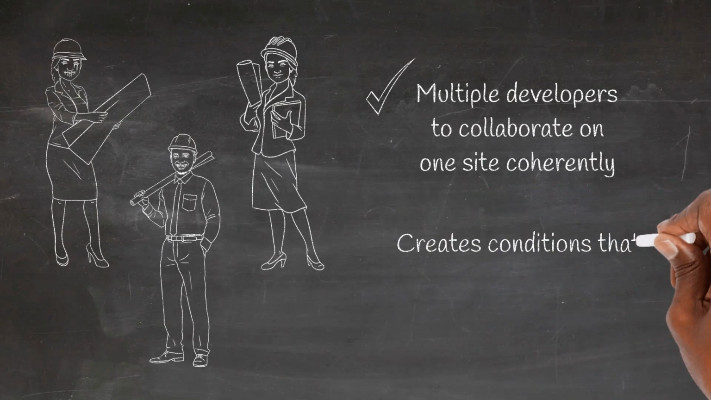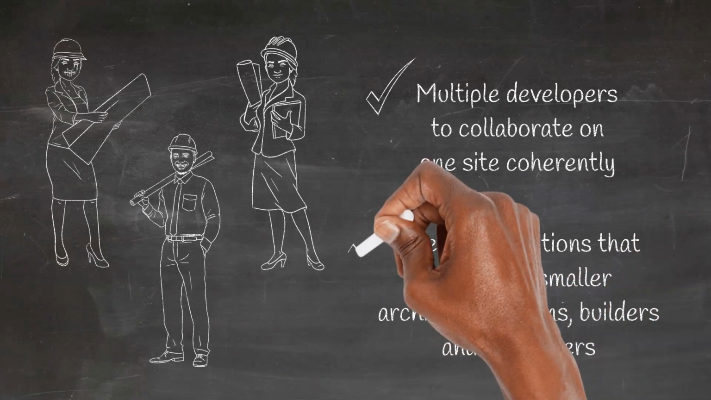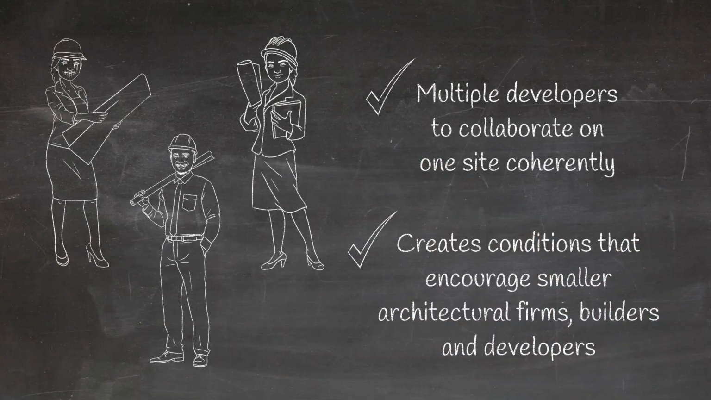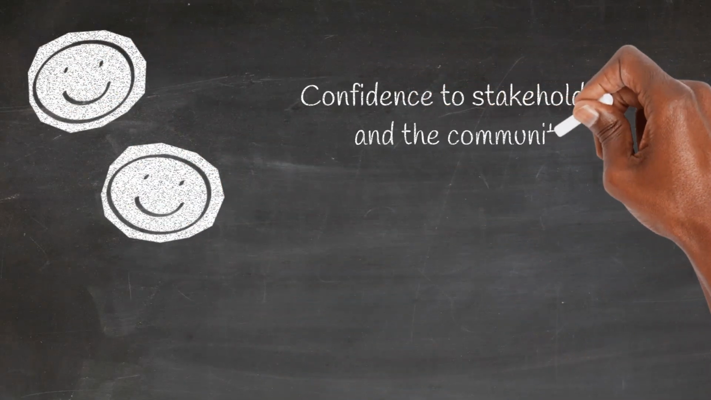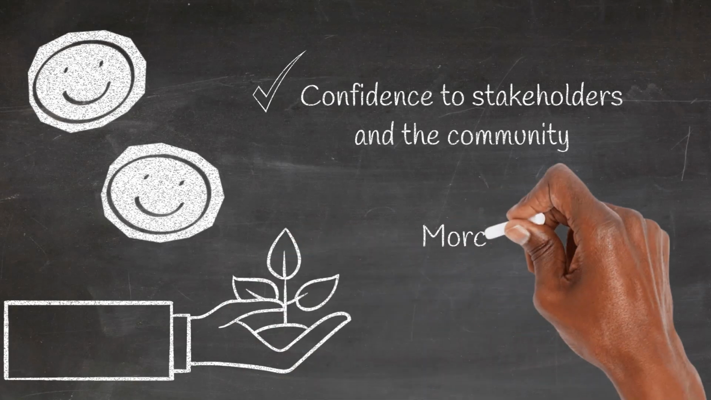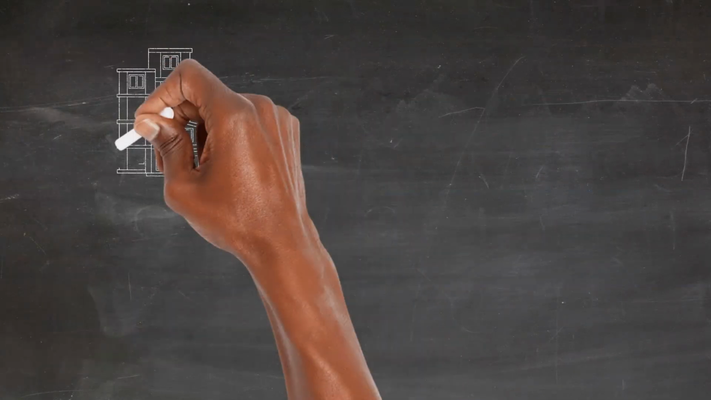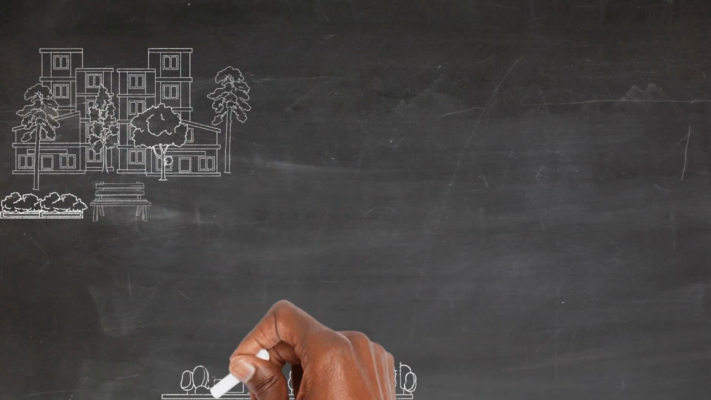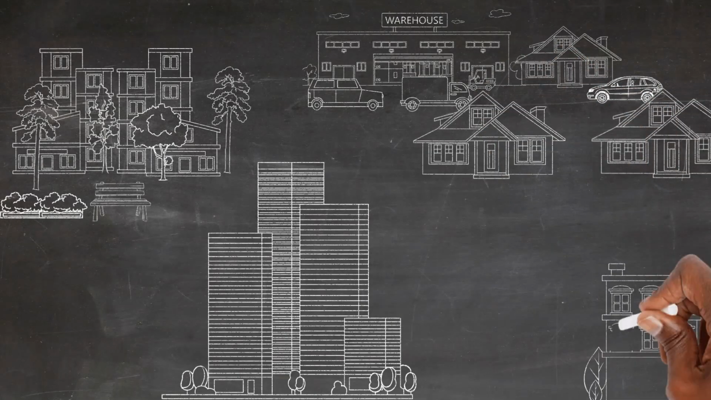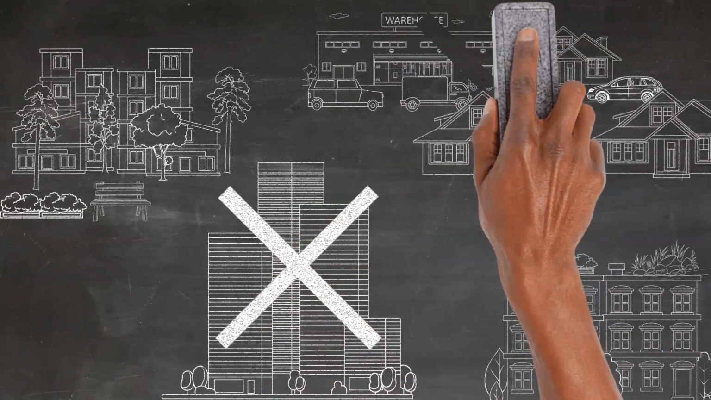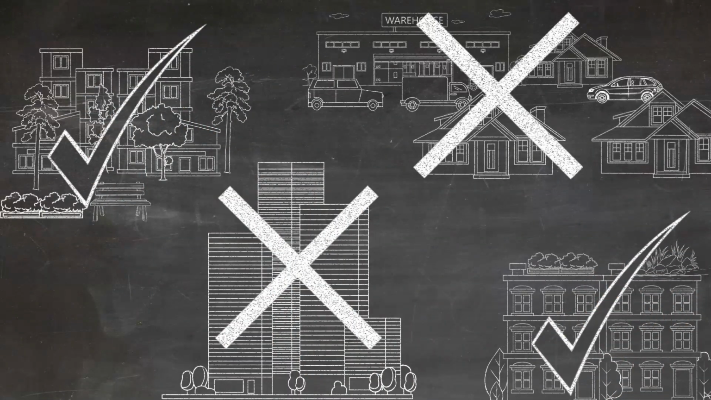Design codes can also help a larger number of smaller firms bring forward smaller sites by being very clear about what is expected of them. This in turn gives more confidence to stakeholders and the community, often providing more support for new development. Ultimately, this gives the local authority, landowner or neighbourhood group more choice over who develops the land and how. With more developers interested, there is more chance of the resulting development aligning with the goals of the place.